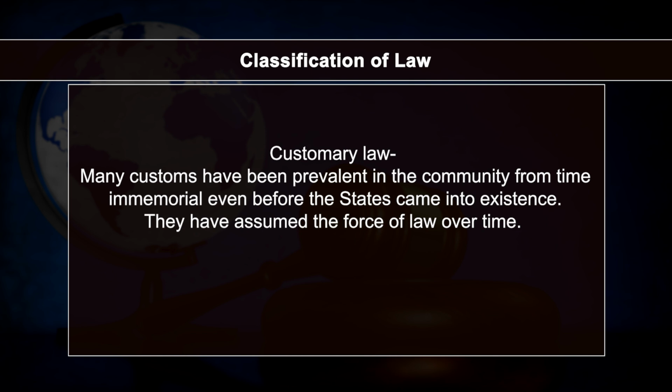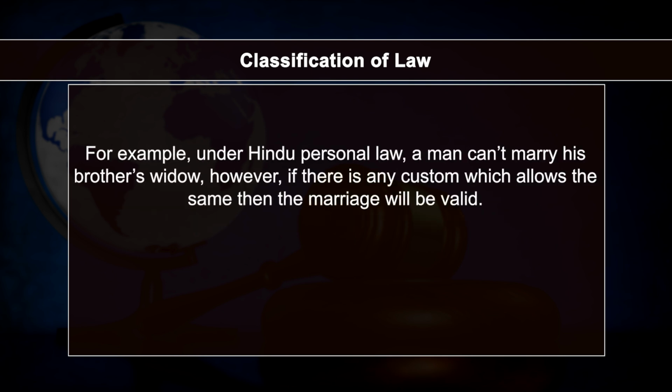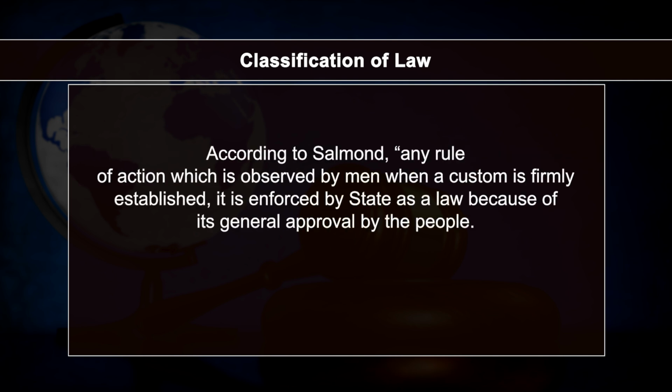Further, customary law. Many customs have been prevalent in the community from time immemorial, even before the states came into existence. They have assumed the force of law over time. For example, under Hindu personal law, a man can't marry his brother's widow. However, if there is any custom which allows the same, then the marriage will be valid. According to Salmond, any rule of action which is observed by men when a custom is firmly established, it is enforced by a state as a law because of its general approval by the people.